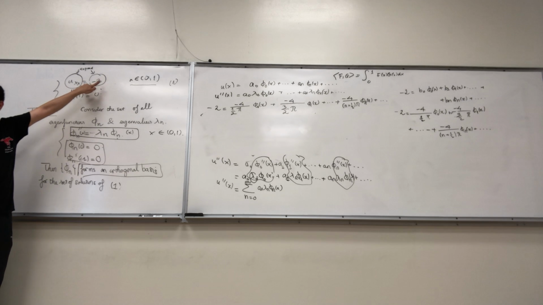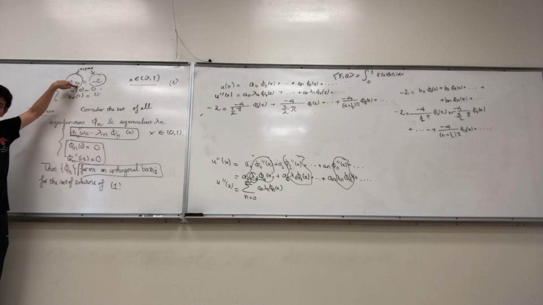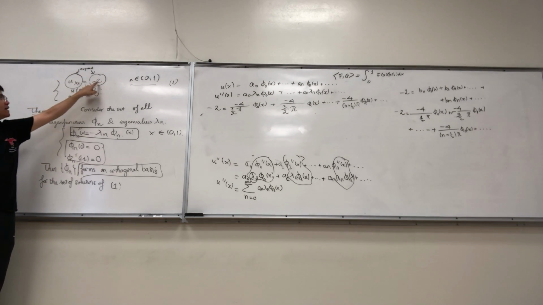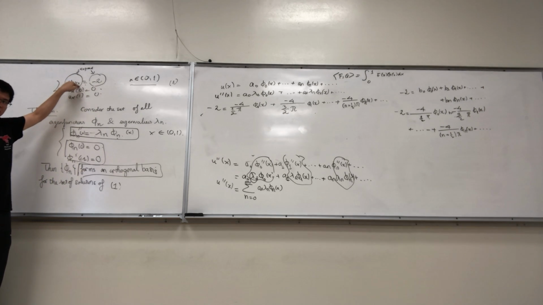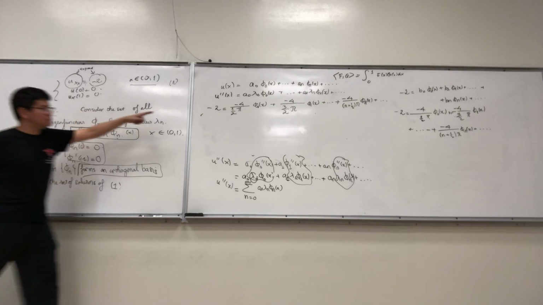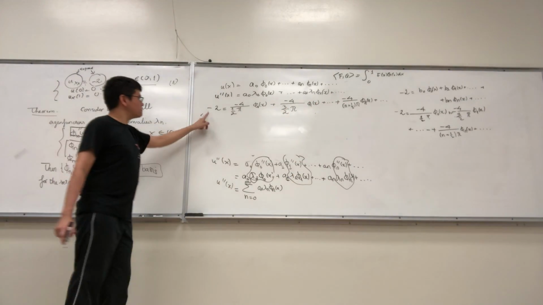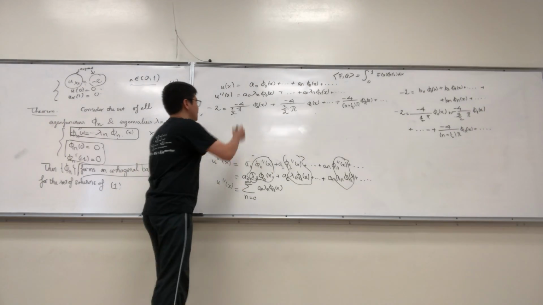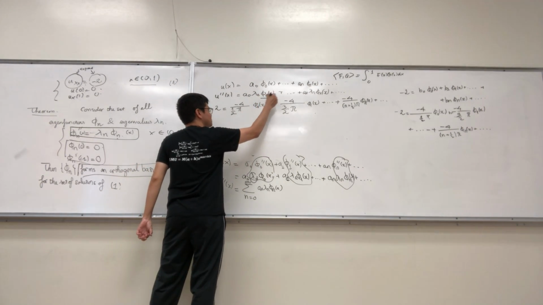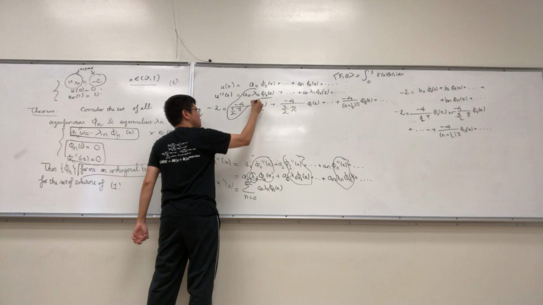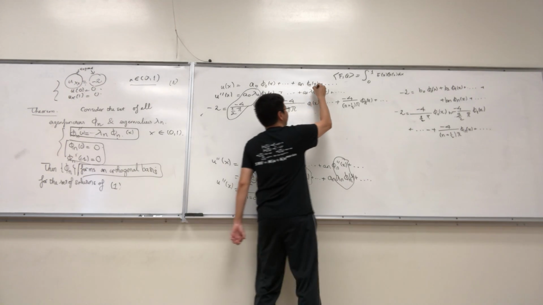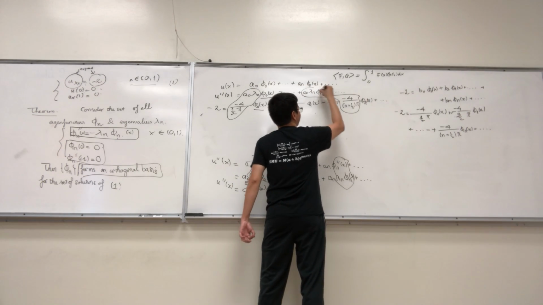So what we did is that first we do the expansion for u second derivative, u'', and next I do the expansion for minus 2. U is the unknown. I don't know what u is, but I know that u'' will be the sum of a_n lambda_n phi_n. And I know that minus 2 will be all of this. So now I can identify the coefficients: this is equal to this one, and this is equal to this one, right?